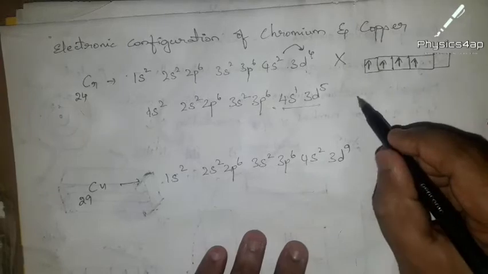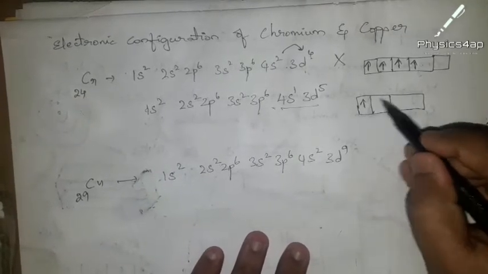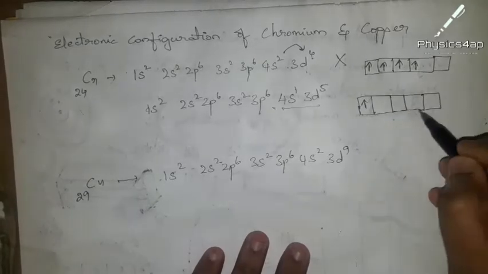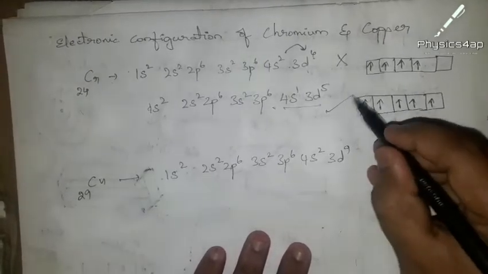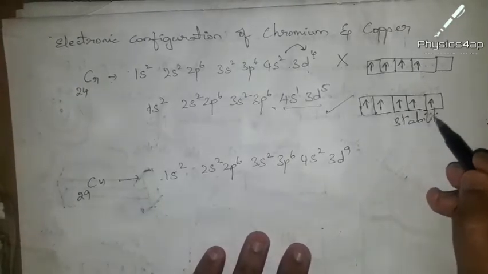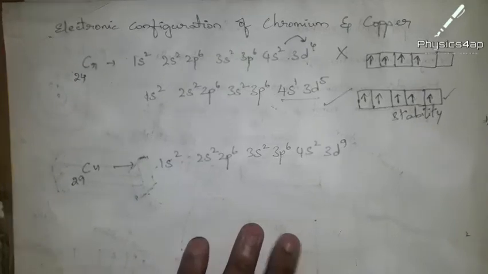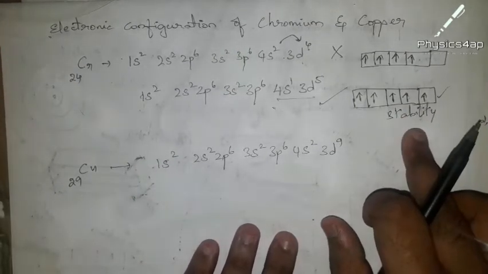Now we have 1, 2, 3, 4, 5. Now this is correct. Now we got stability, as it is half filled. So when it is half filled or fully filled, it becomes stable.